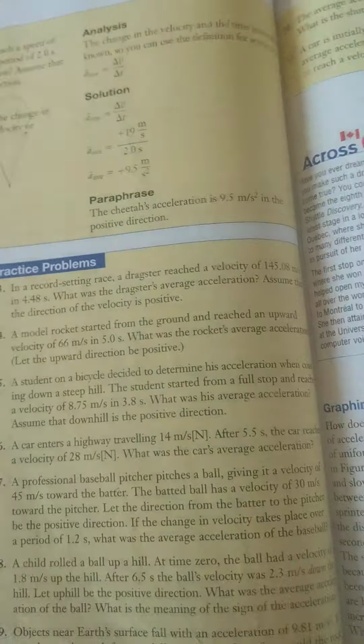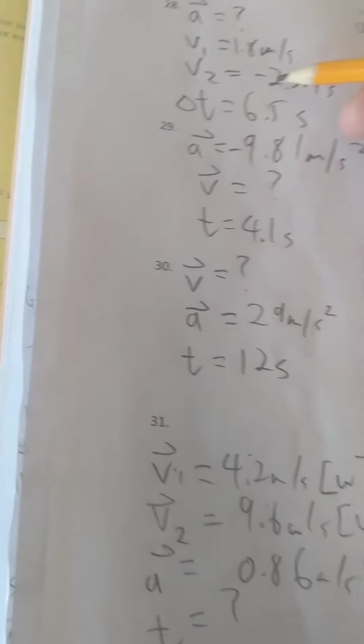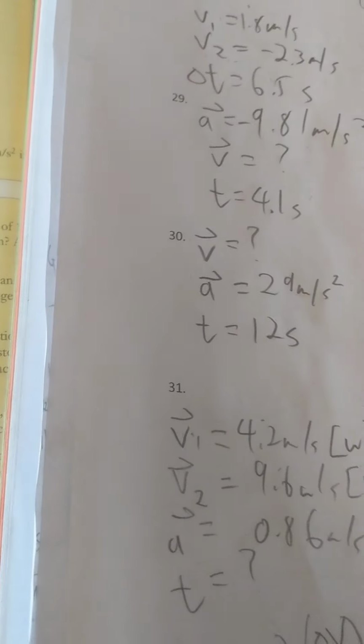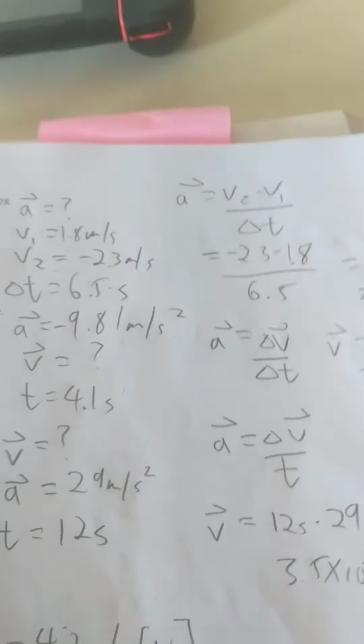Okay, so looking ahead, we have these problems here, 28 through 31. Similar idea here. Question 28 talks about the child that rolled a ball up a hill. When it comes to this, you're given an initial velocity and a final velocity. So you have to subtract your initial from your final, divided by the time, and that's how you get your acceleration.